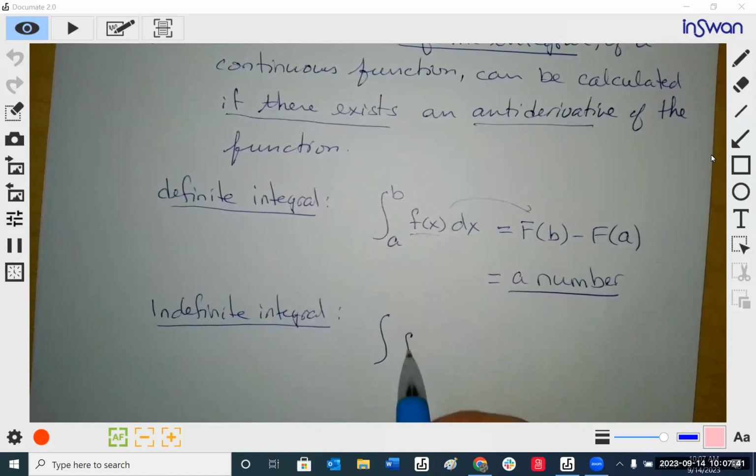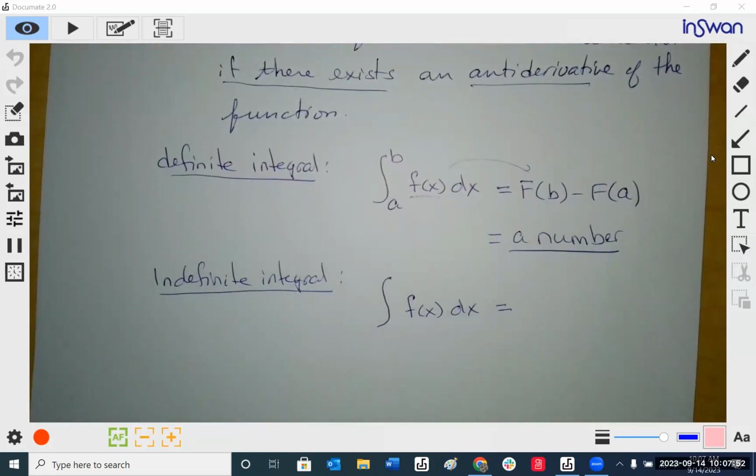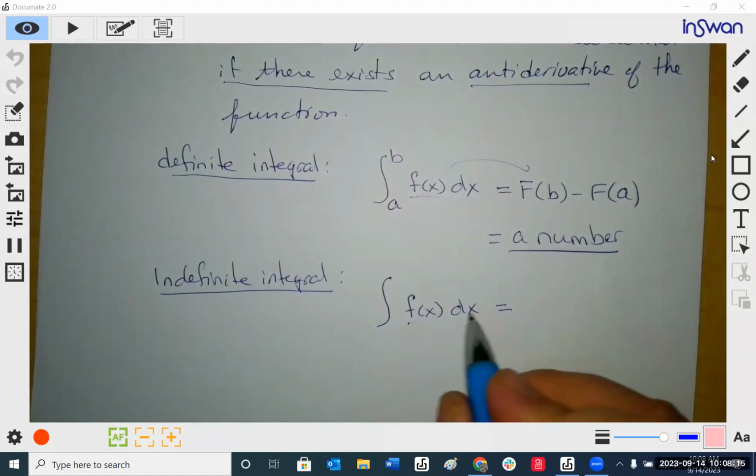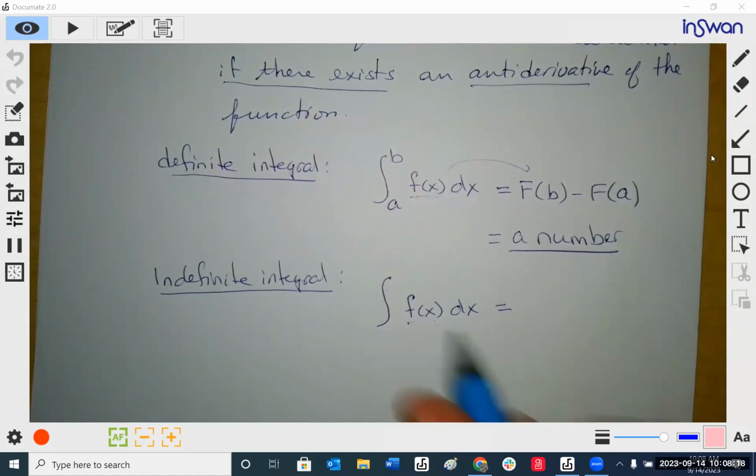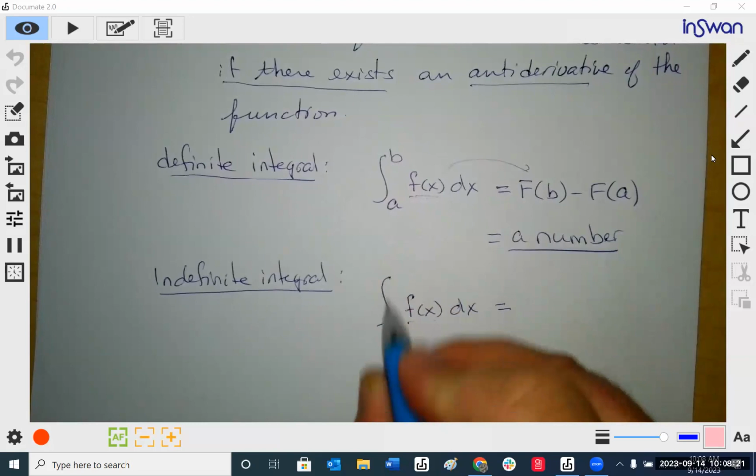An indefinite integral of a function with respect to x is the set of all antiderivatives of this function. It's not just one because it's an infinite number of them. The set of all antiderivatives of this function, and it's symbolized by this, has no bounds.